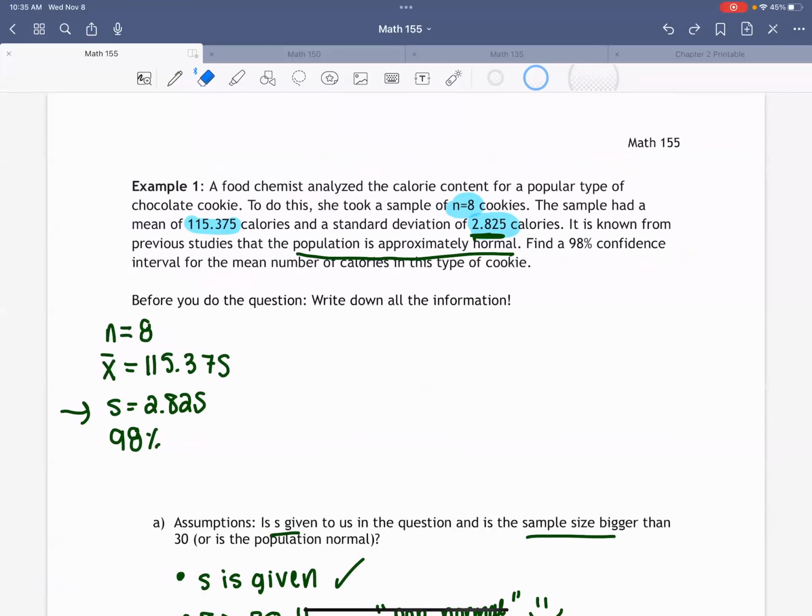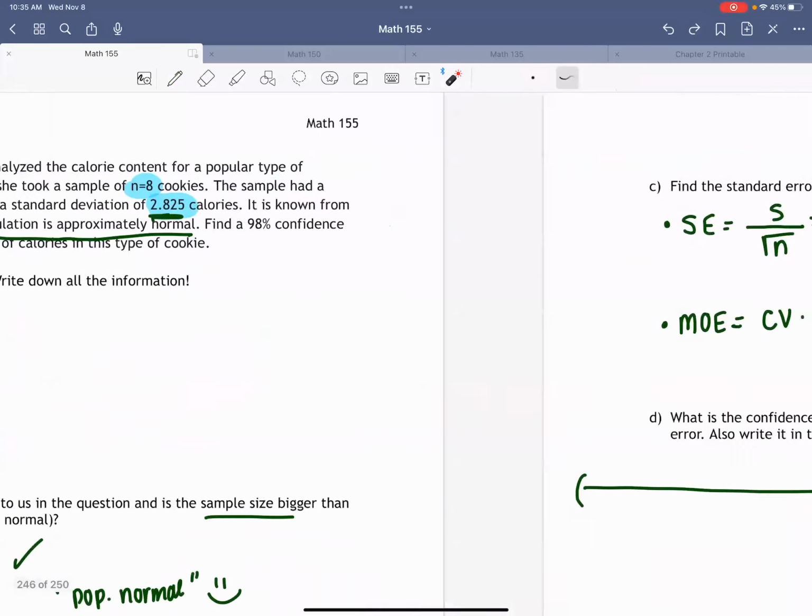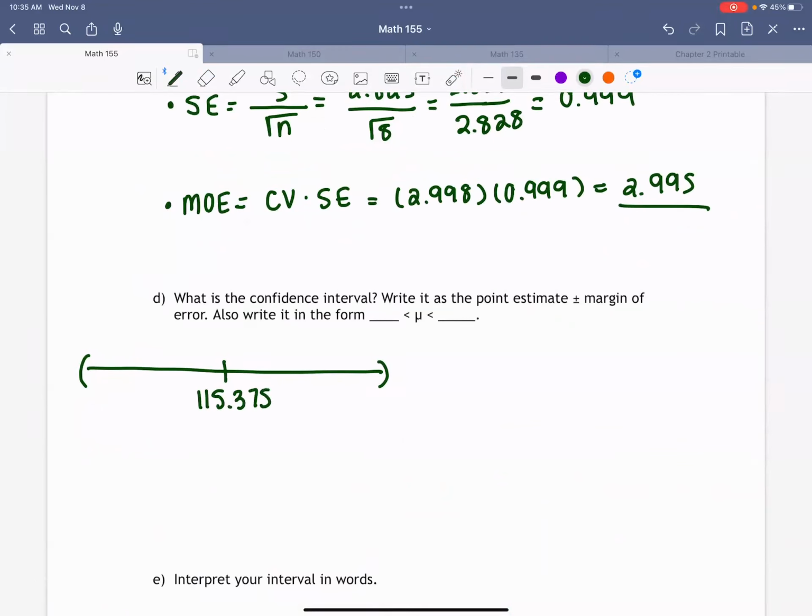I didn't mean to erase that. Here we go. Okay. Now the sample doesn't exactly mimic the population, but if the sample mean is 115.375, then I would assume the population is somewhere around there. So that's going to be the midpoint of my interval, 115.375. To get the higher and lower numbers, you're just going to add and subtract the margin of error to your point estimate. So I'm getting 118.37 on the right. When I subtract 2.995, I'm getting 112.38 on the left, okay?